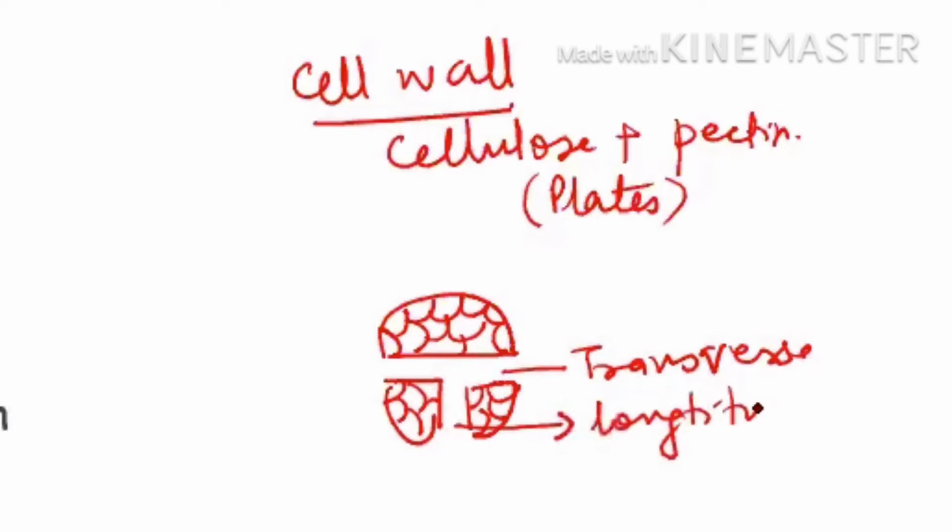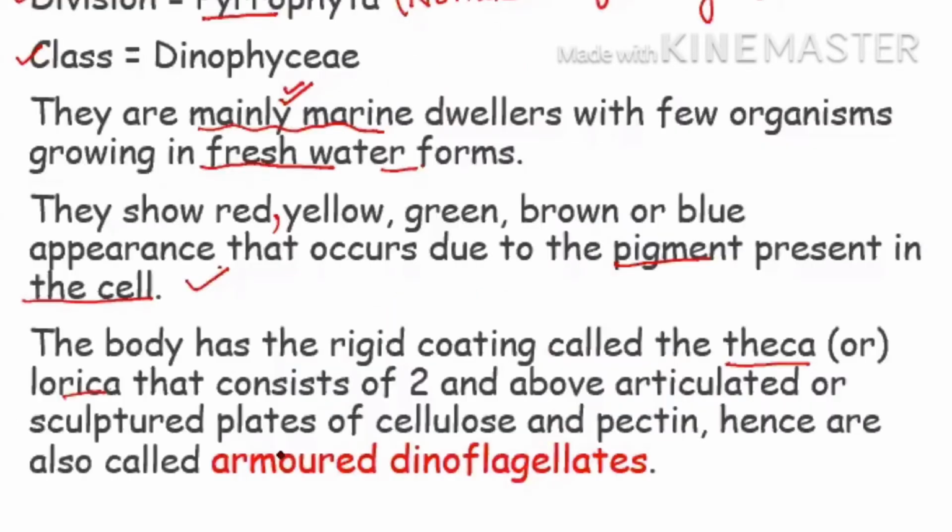In these two grooves, flagella are present. One flagellum is present in the transverse groove and one in the longitudinal groove. The two flagella are present in the grooves which are made in the cell wall at the time when they are laying down the cell wall. See once again, the cell wall is known as theca or lorica, which is made up of sculptural plates of cellulose and pectin, and because of this they are also known as armored dinoflagellates.